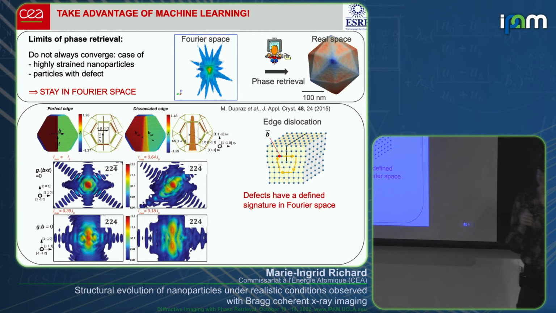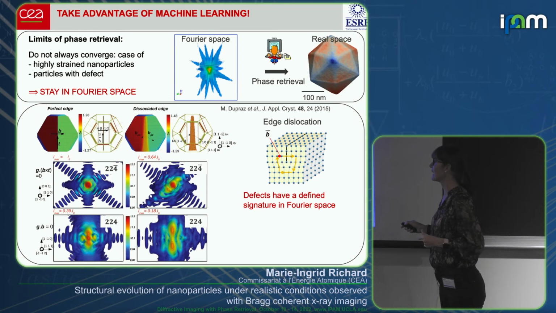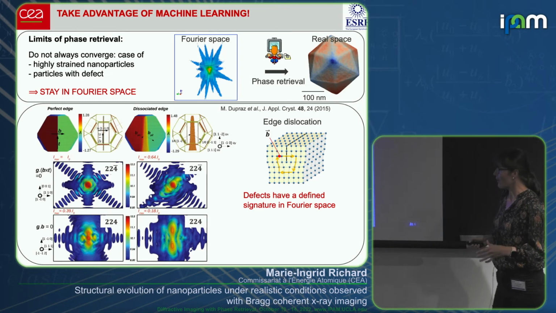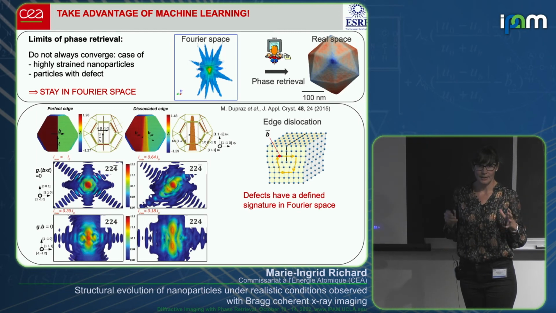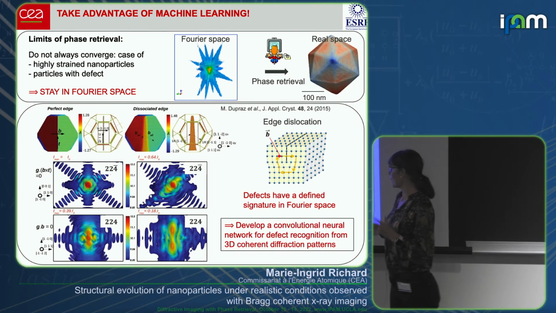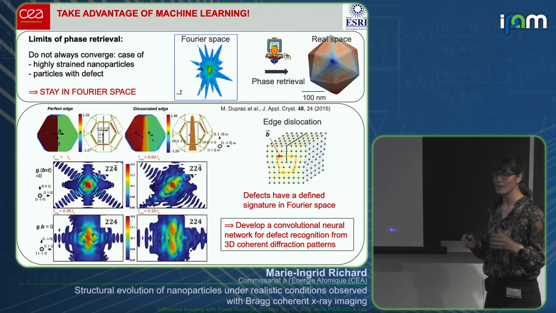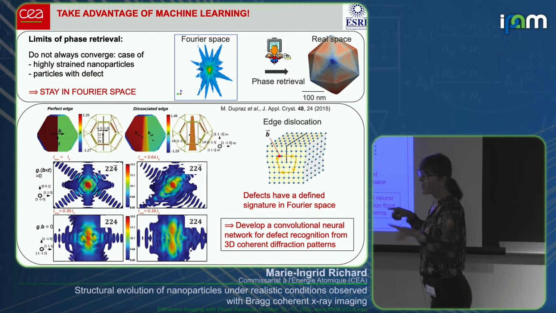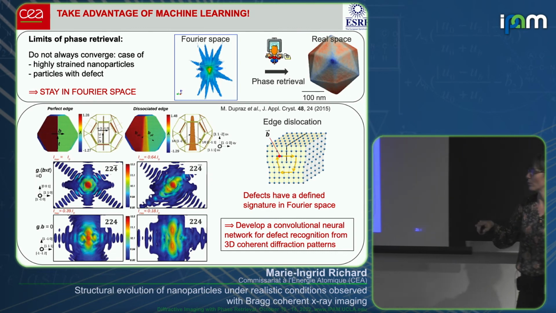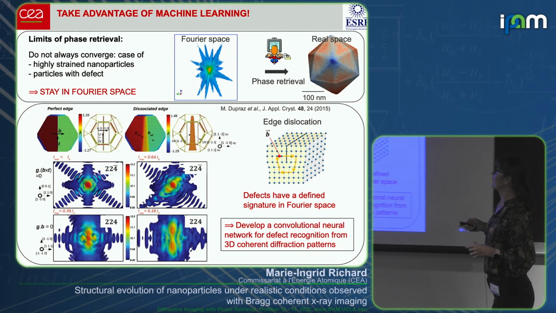In fact, when we have defects, here a perfect edge defect or a dissociated edge defect, if we look at the diffraction pattern, we will see some features. We know that defects have a very defined signature in Fourier space. So we said, why not develop a convolutional neural network for defect recognition from 3D diffraction patterns. When we are at the beamline, we look very fast if there is a defect or if it's a perfect particle, and we'd like machine learning to help us in this way.